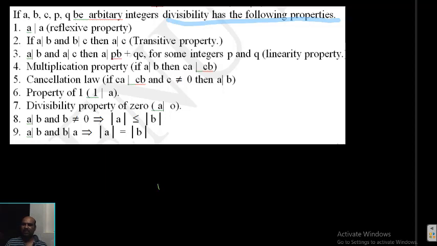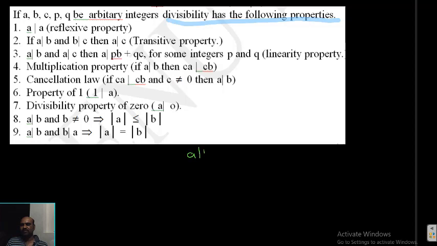Second one. If a divides b and b divides c, then automatically a divides c. This is called the transitive property. I will show you.